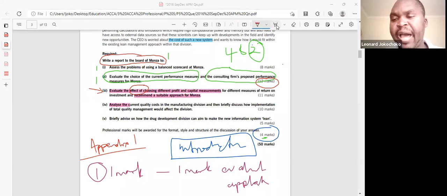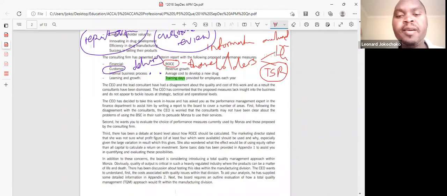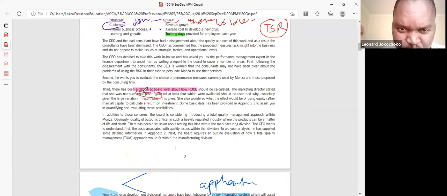To calculate, we are given appendices. So we have information. Before I do the calculation, I just want to go back to the question to see that this element which you are supposed to address is specifically addressed in the question. We are told that there has been debate at the board level on how we should calculate return on capital employed. So there are questions raised on this element. The first question was, what profit should we use? The second requirement was, why should we use that? So when you do evaluation, you need to ensure that you answer these 2 questions.